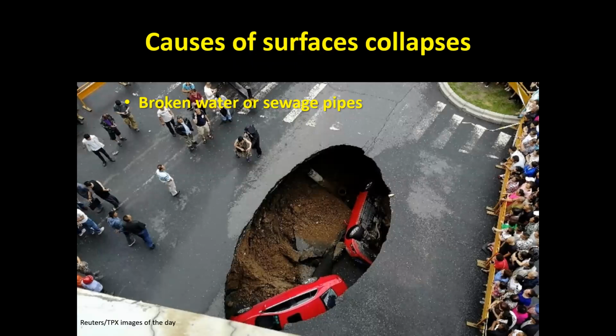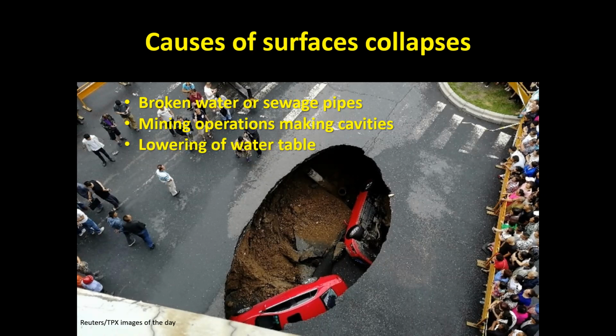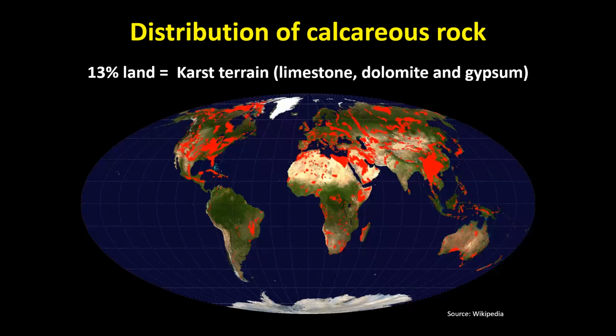But the causes of these surface collapses, they're caused by water, but they can be by broken water mains or sewage pipes. And they can be from mining operations, making cavities, and water flowing or not flowing and lowering of water tables. So the surface can collapse. Pressure pumping can be involved, and then naturally occurring sinkholes, and we're going to deal with sinkholes.